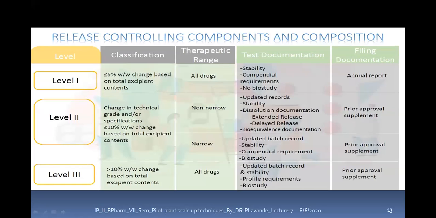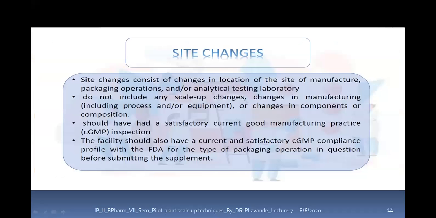In case of level 3, if it is more than 10% weight by weight change based on total excipient content, this is applicable to all kinds of drugs having the therapeutic range, which will require the bio study, the updated batch record and stability data as well as the profile requirements. And they will require the prior approval supplement.